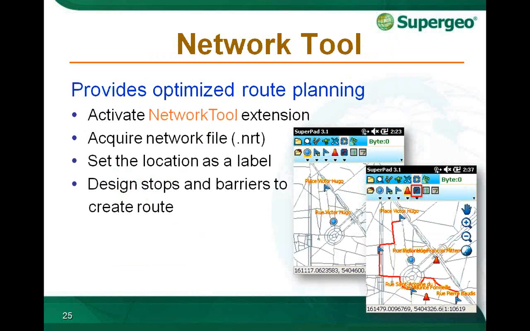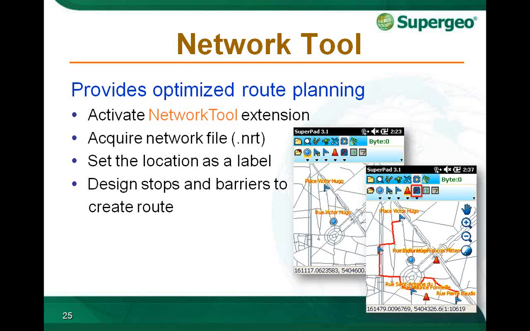And this is another extension which is most used, the network tool. You can do route planning no matter where you are. Just check the network tool extension to use. Before applying this function, you need to prepare the network file, which you can generate with SuperGIS Desktop. Then set the location, and design the stops and barriers to build up your route plan.